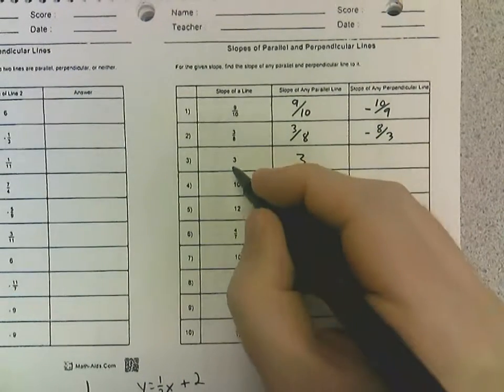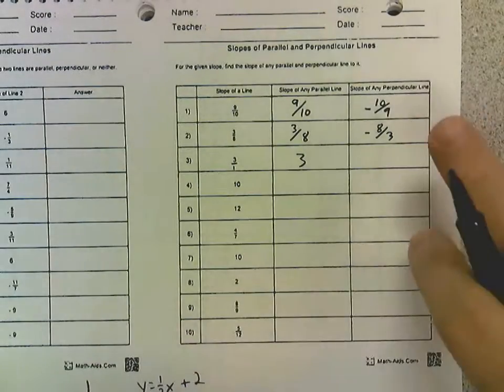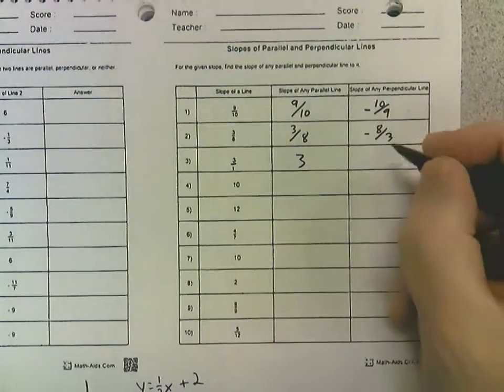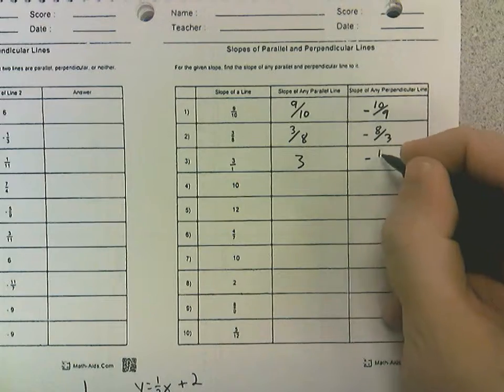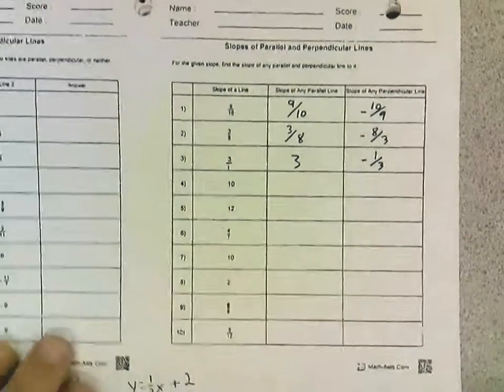If we think of a whole number as a fraction, it's always going to be over 1, right? So if we need to flip that and change the sign, 1 would go on the top and it would be negative 1 over 3. Okay, not too tough.